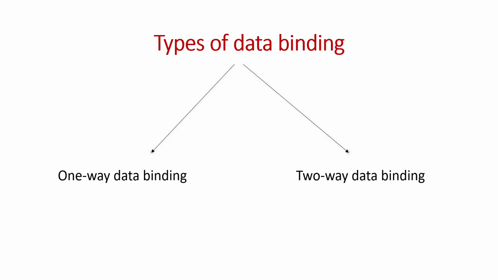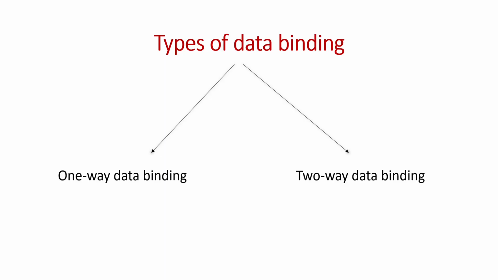Similarly, in data binding, we have multiple ways to do communication. We have categorized data binding in two ways. First is your one-way data binding. A second is your two-way data binding. So all the types of data binding falls under these two categories.